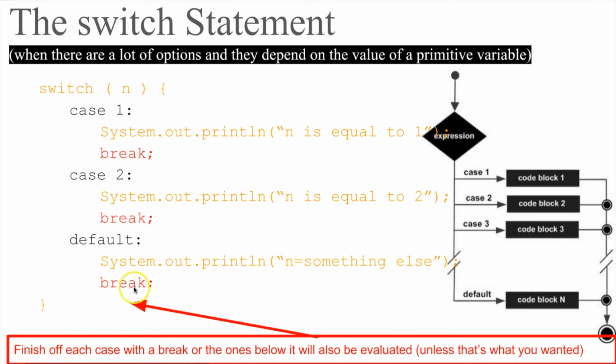Remember, please, to put the break at the end of every line, because if, for example, 2 or 3 of these could be true for your variable. For example, if this case was less than 2, and n was equal to 1, and you didn't put the break here, then it would do the first case, it would print out n is equal to 1, and then it would go on to evaluate the second case, which may be true as well, and it would print out n is equal to 2, which would be wrong.